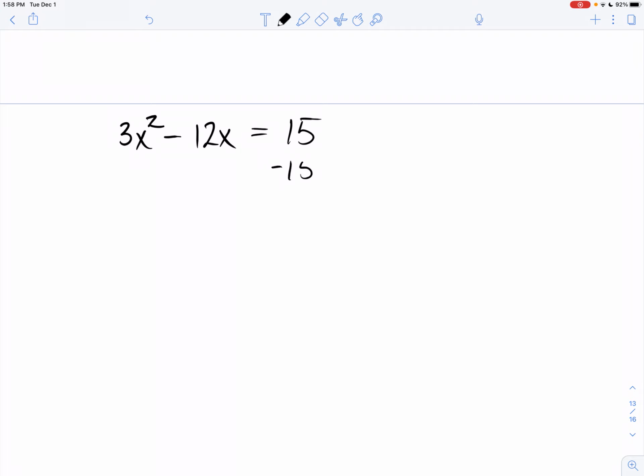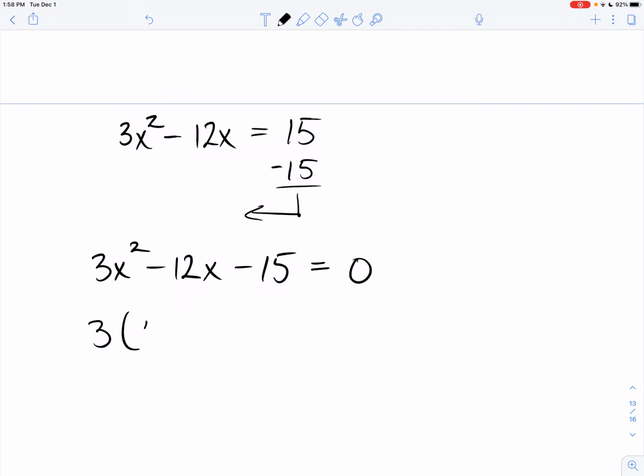I'm going to move this 15 to the other side. I'm going to say, get out of here. Well, if I do that, let's put it in the right order. Let's put it in the right order. And it equals nada. And then I go, wait, that's got a GCF in it. 3 goes into all that stuff.